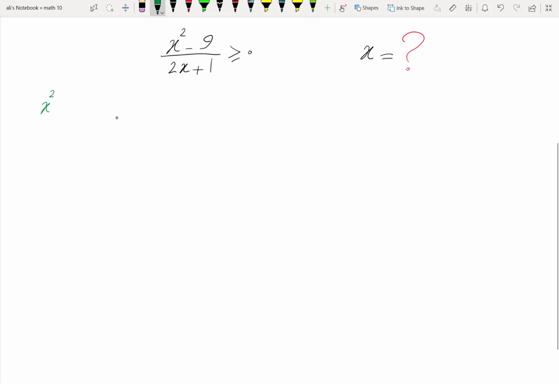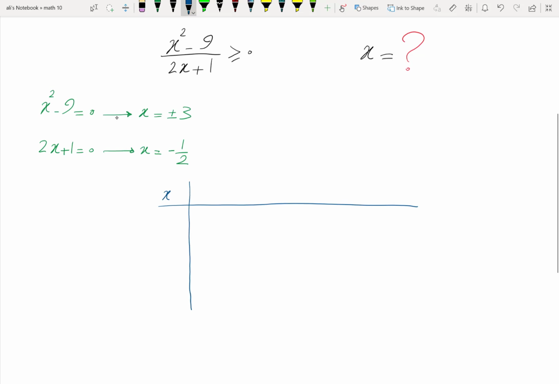The roots of the numerator of the fraction are 3 and -3. At these two numbers, the value of the fraction is 0. And the only root of the denominator of the fraction is equal to -1/2.